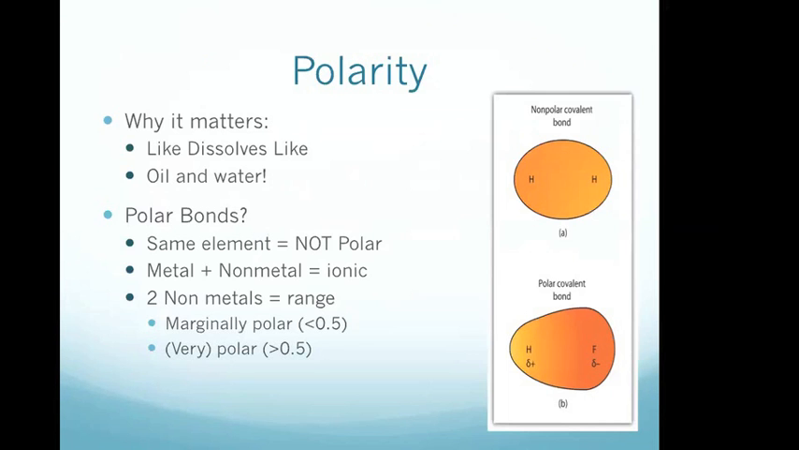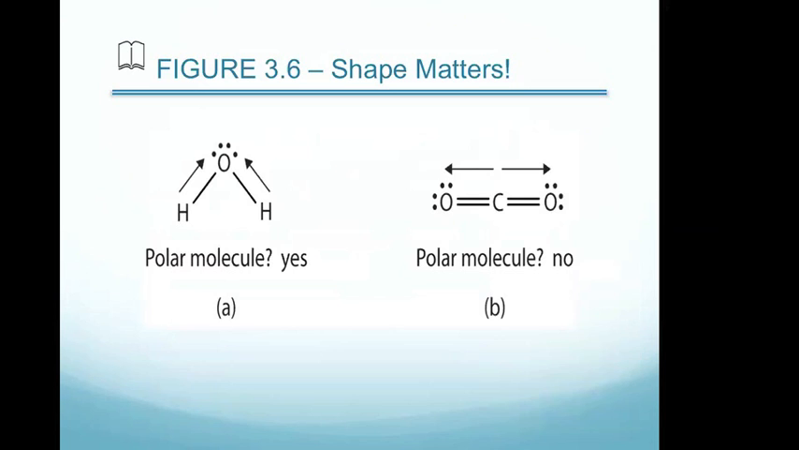So we just use that difference to tell us, okay, are we talking about something that's slightly polar or something that's really, really polar? I'm not going to ask you to make that numerical difference there. The main thing that we're going to look at is, do I have different elements? So if I have different elements, it's at least slightly polar. Then the next thing we have to look at is the shape of the molecule.